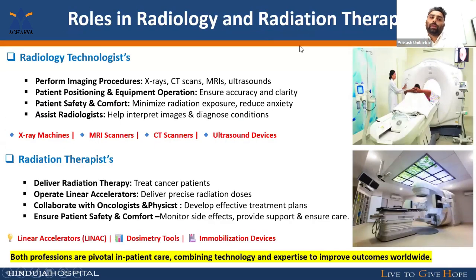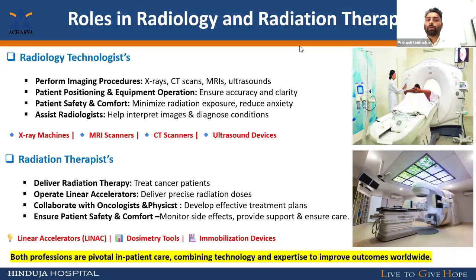So coming to my main points, the target audience today is mostly radiotherapy and radiology technologists. What is the role of radiation therapy technologists and radiology technologists? As of now, we know they perform imaging procedures like CT scan, MRI, and ultrasound. Most commonly, this is what radiology technology does.